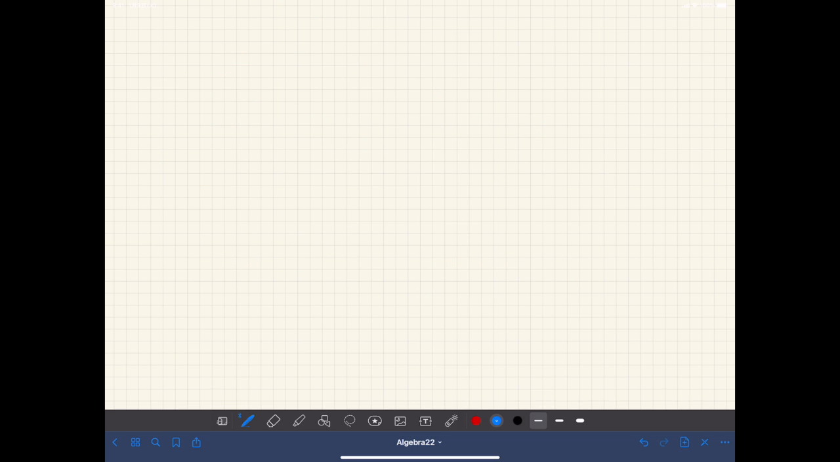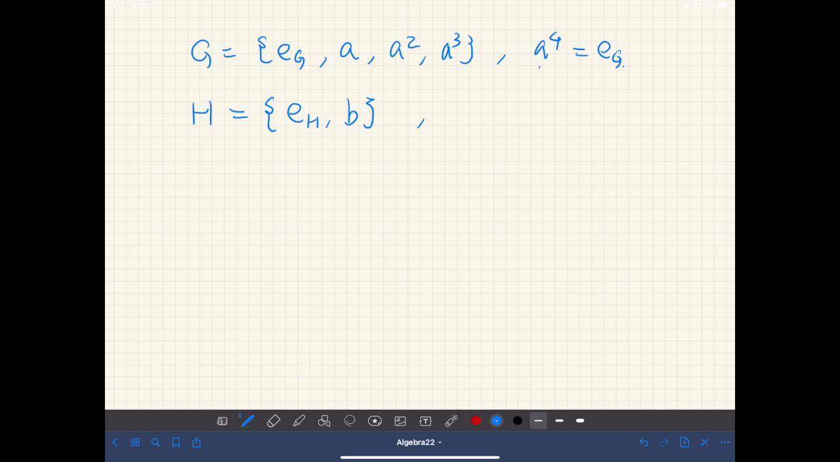And the next example, let's say G is a cyclic group of order 4, e.g. generated by a, so a squared, a cubed, and a to the power of 4 is equal to e_G. Okay, so the order of a is 4. And another cyclic group of order 2, e_H and b, generated by b. Okay, and b squared is equal to e_H.